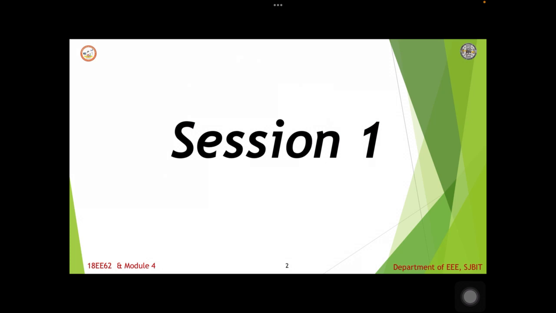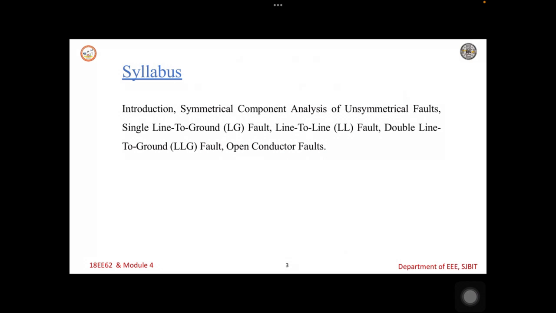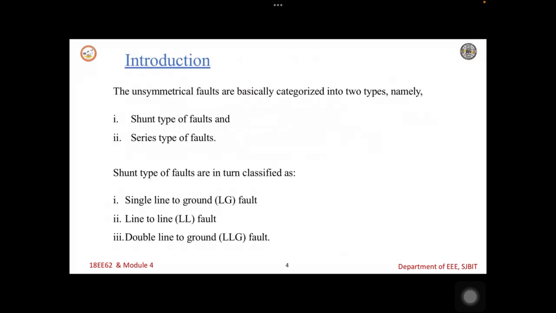In this module, I will be explaining unsymmetrical fault analysis like LG fault and LL fault, with an introduction to unsymmetrical fault analysis. This is the first session on this module. The syllabus here is introduction, symmetrical component analysis of unsymmetrical faults, single line to ground fault, line to line fault, double line to ground fault, and open conductor faults. This is the syllabus for module 4, unsymmetrical fault analysis.